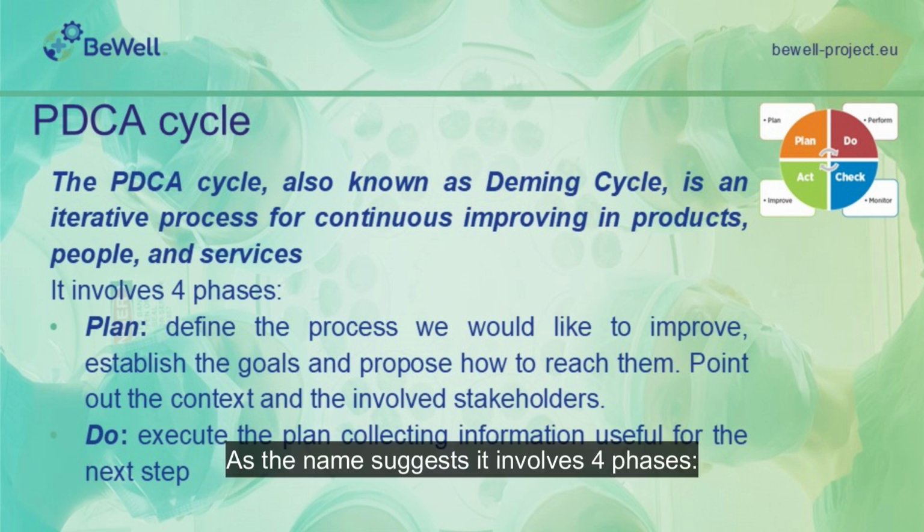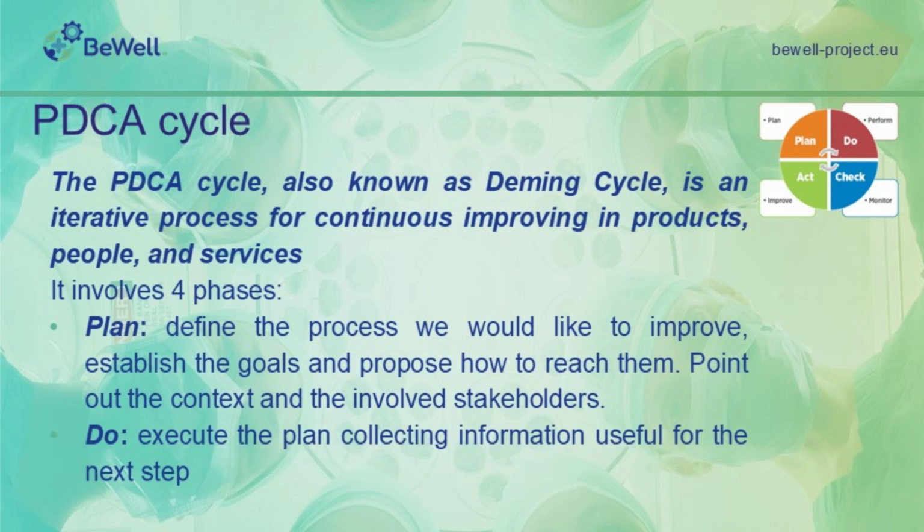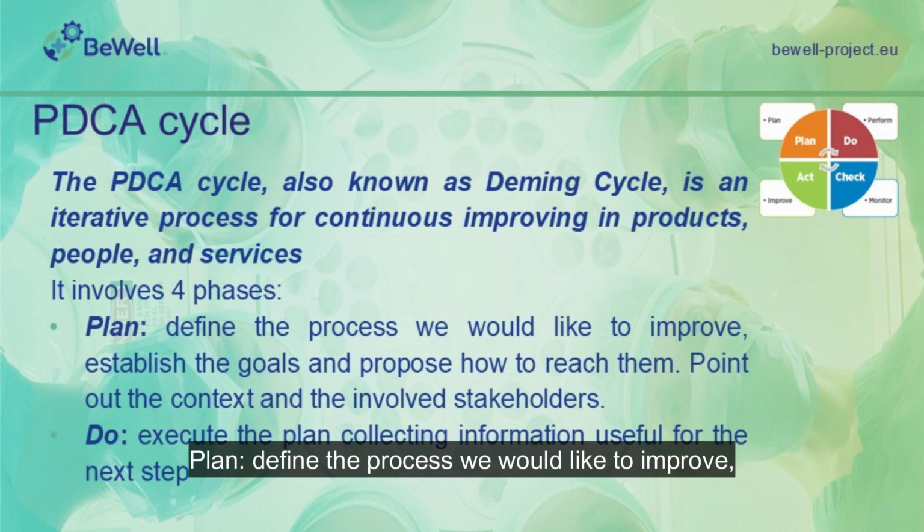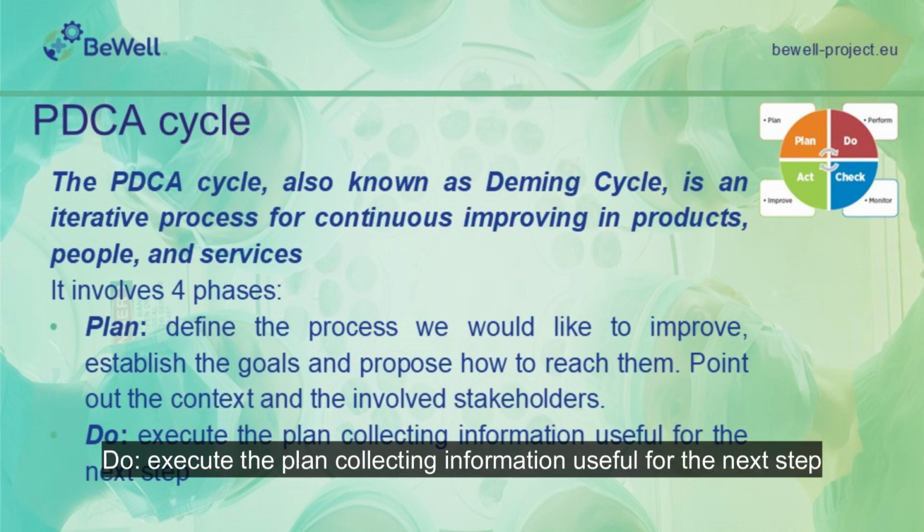As the name suggests, it involves 4 phases. Plan: define the process we would like to improve, establish the goals, and propose how to reach them. Point out the context and the involved stakeholders. Do: execute the plan, collecting information useful for the next step.